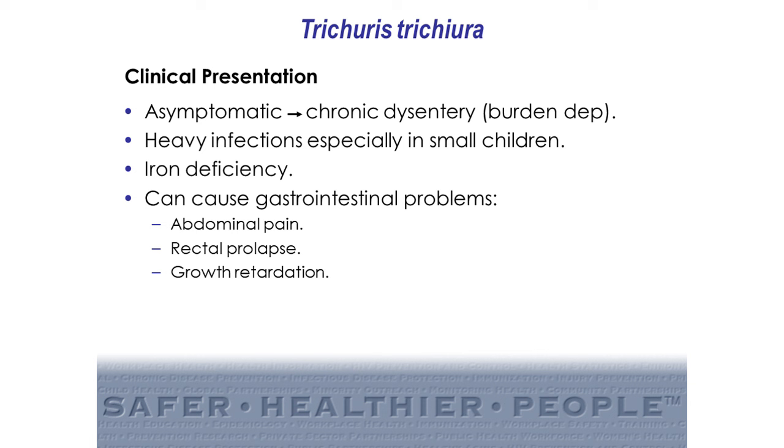Most individuals with whipworm infections are asymptomatic. In patients with heavy infection, dysentery can occur, resulting in symptoms of anemia and iron deficiency. Heavy infections tend to occur in small children. There may also be gastrointestinal problems such as abdominal pain, rectal prolapse, and growth retardation.